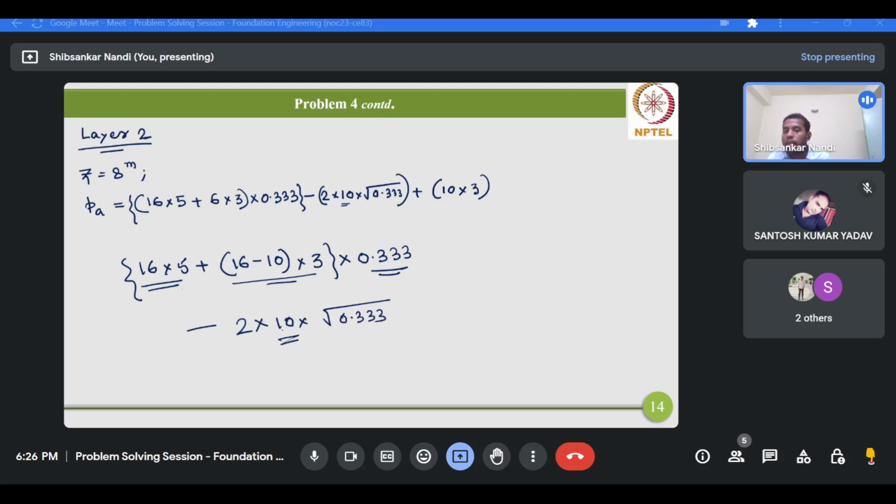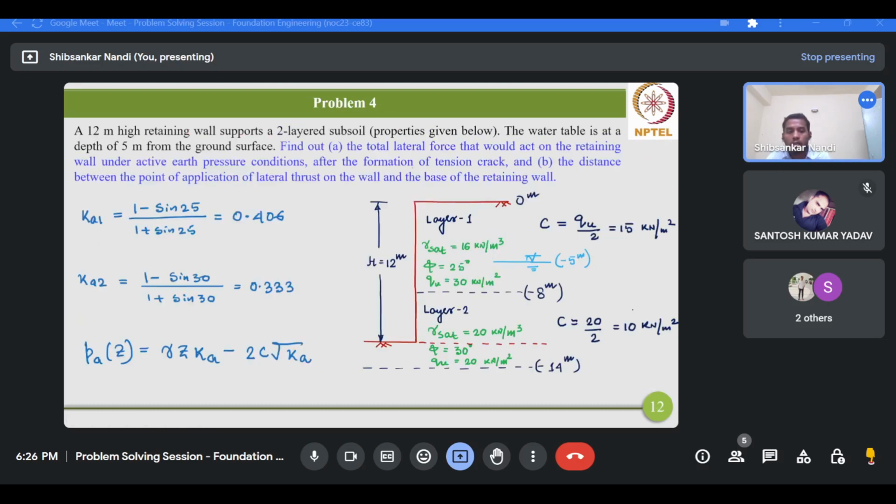This is 10 only, na? Because the unconfined compressive strength of layer 2 is 20 kPa. So this is QU by 2. That means 10 kPa.